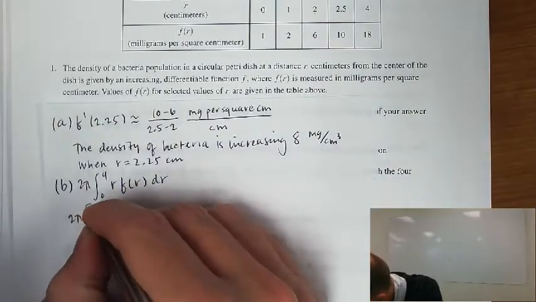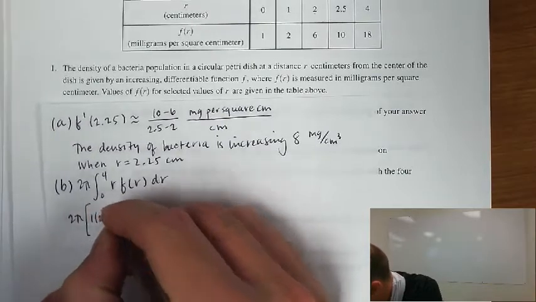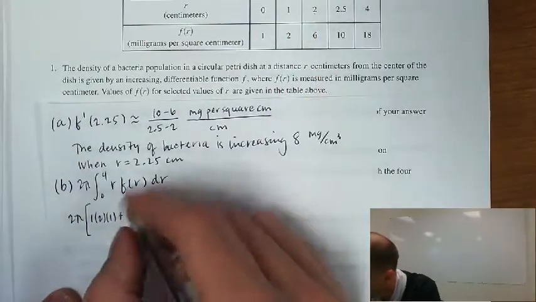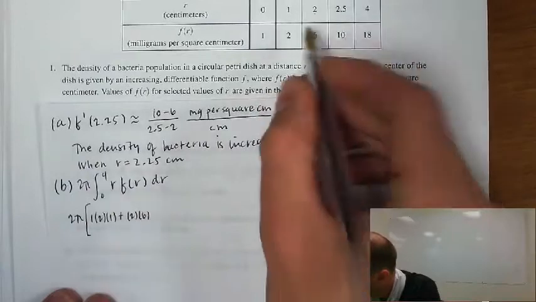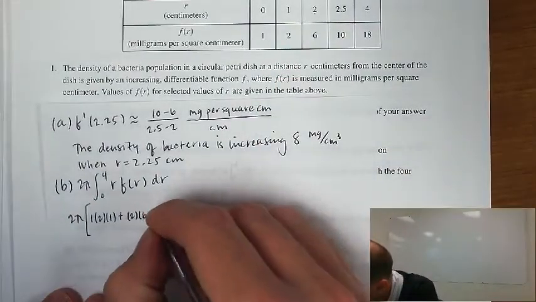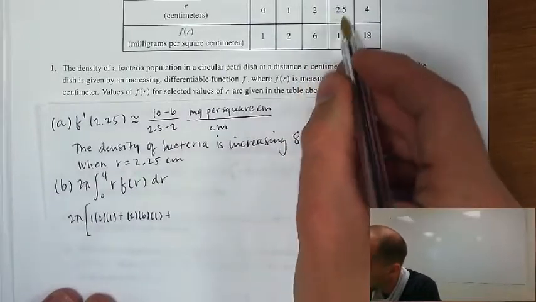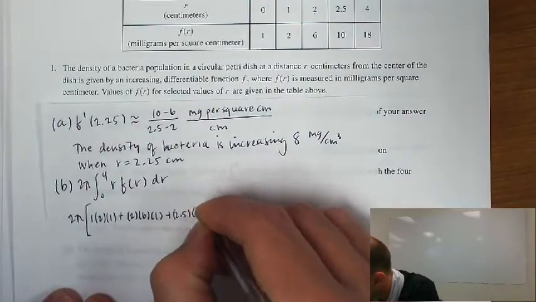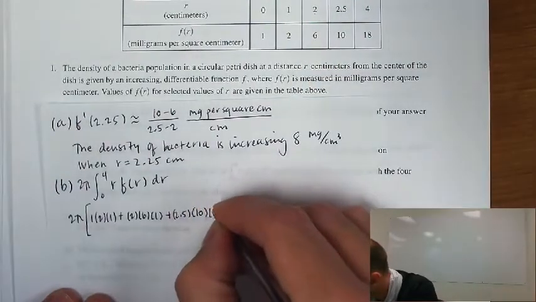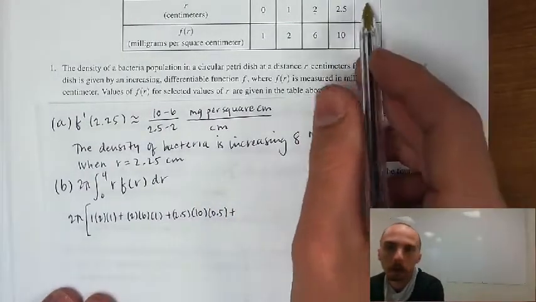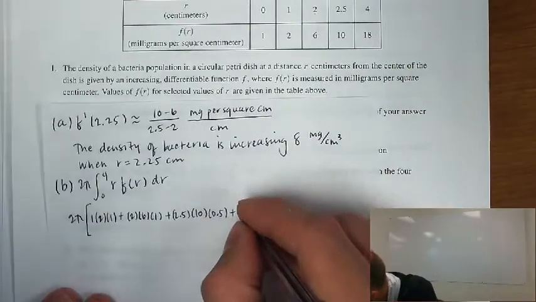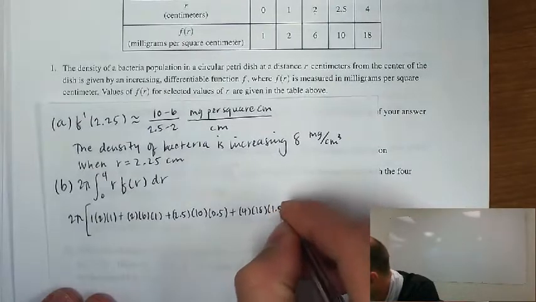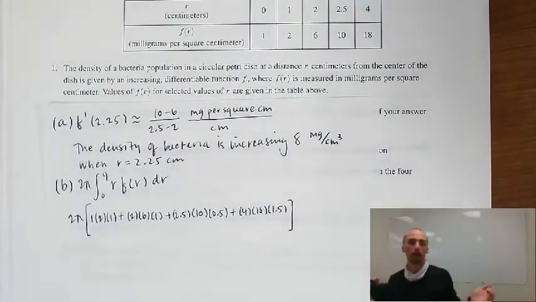So r is 1, f of r is 2, delta r is 0 to 1, which is a width of 1. Plus, okay, over here, r is 2, f of r is 6. Delta r is 1 to 2, which is going to be 1 again. Okay, this one, r is 2.5, f of r is 10. Delta r was 0.5. And then for the last subinterval, r is 4, f of r is 18. So 4, 18, and delta r is the width of the interval, which is 1.5. Okay, and that's how we did the Riemann sum there.